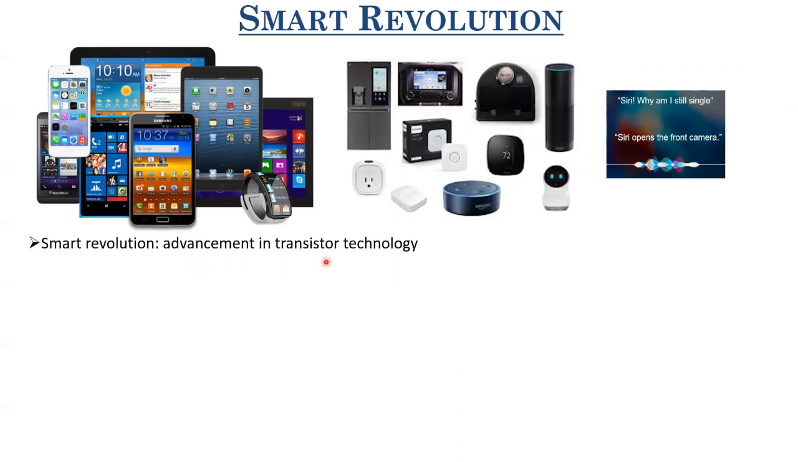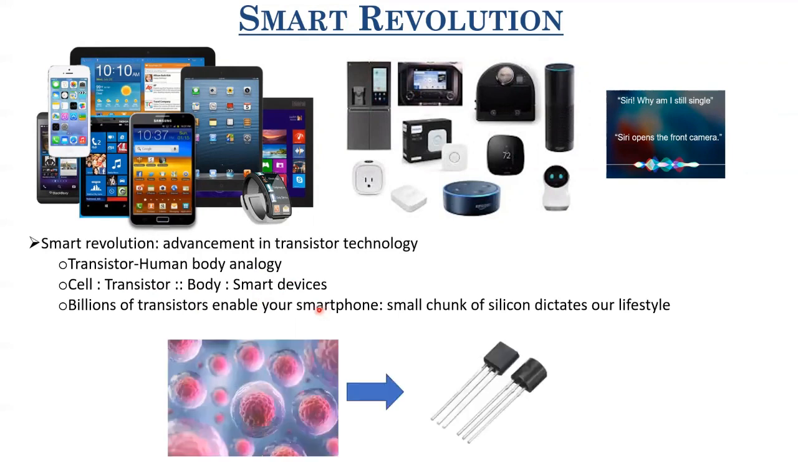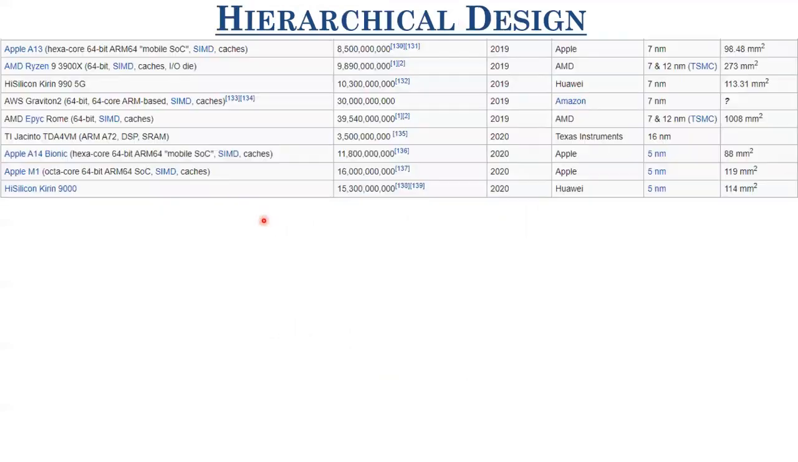From one perspective, I would give an analogy of transistors to the human body. Just like cells are the basic constituents of our human body, transistors are the basic constituents of these smart devices. It's really interesting to note that billions of transistors enable your smartphone or smart devices, and this small chunk of silicon is actually dictating our lifestyle. So cells are related to the human body in the same way the transistors are related to these smart devices.